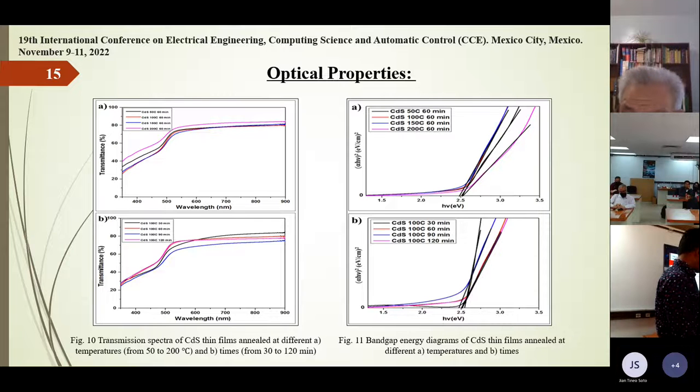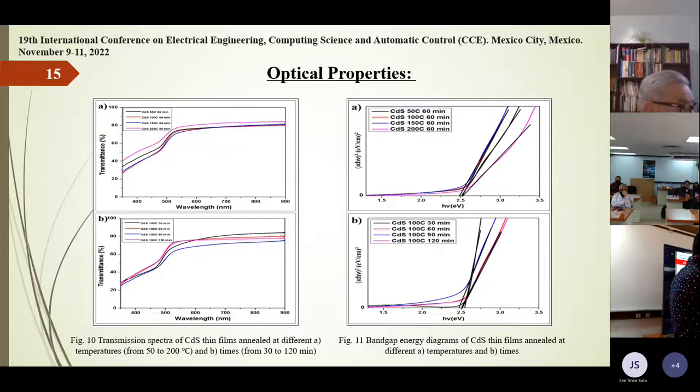More questions? Please, Doctora María de la Luz. Regarding Dr. Morales' comment, in the transmittance spectra, I can see two phenomena. The first one is the two strange results, the first one is the Dr. Morales comment.